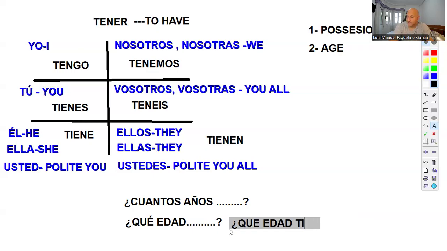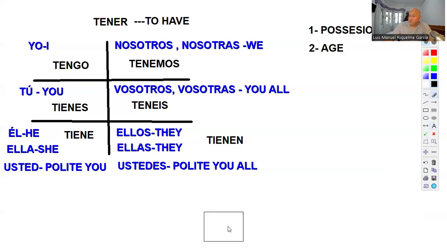¿Qué edad tiene tu hermano? How old is your brother? But the important thing you need to remember is that tener is the verb that we use to ask about the age. How do we answer? Easy peasy. In English, you always answer saying I am. Well, in Spanish, we will say I have, you have, he has.